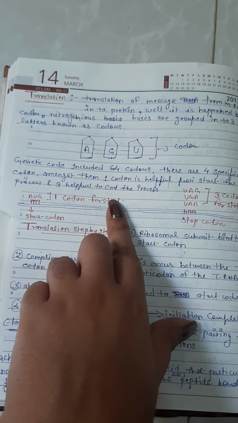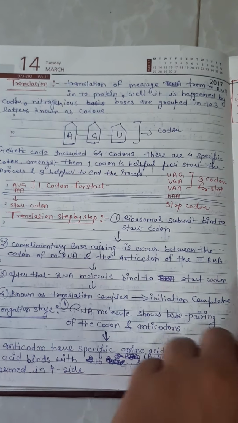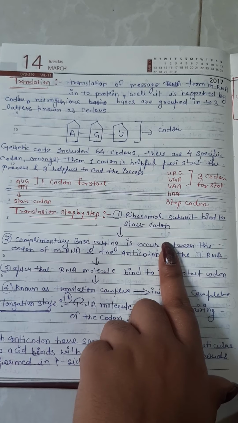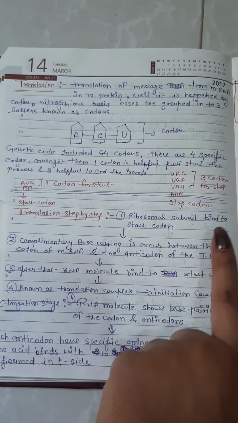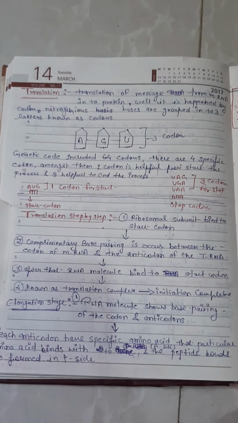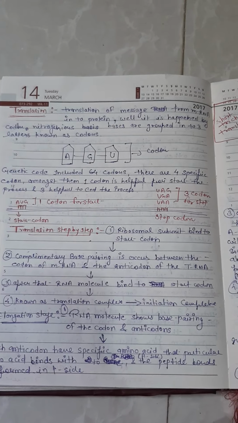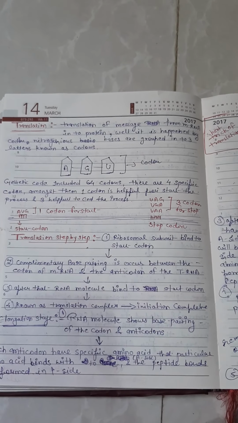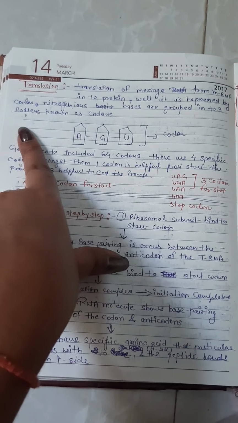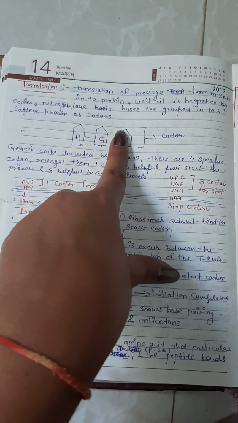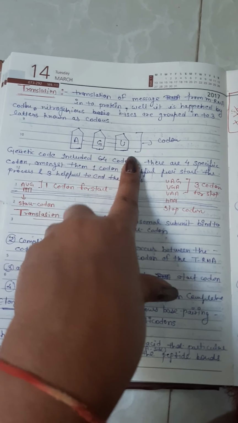So all that was about transcription. Now if I explain translation, the translation of the message from mRNA into protein happens by codons. I've already told you about coding and non-coding, introns and exons. The nitrogenous bases are grouped into three letters known as a codon: A, G, U, that is adenine, guanine, and uracil.